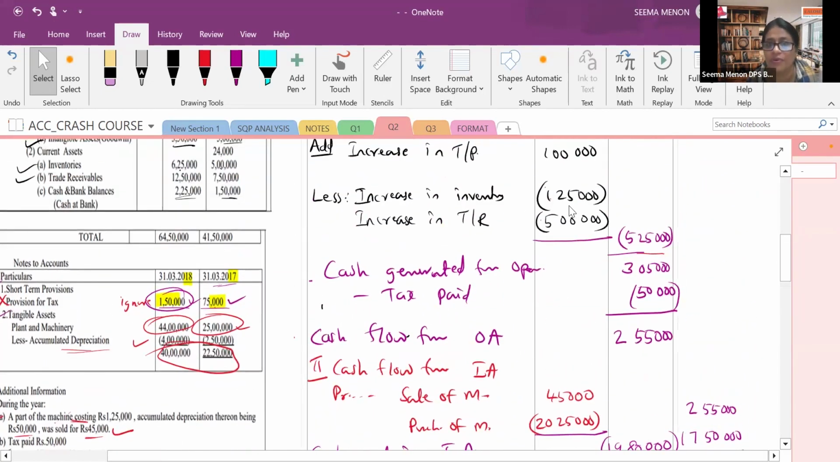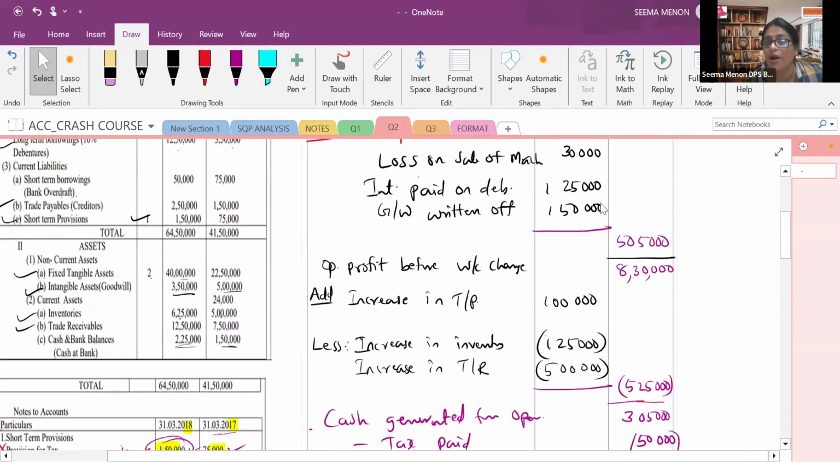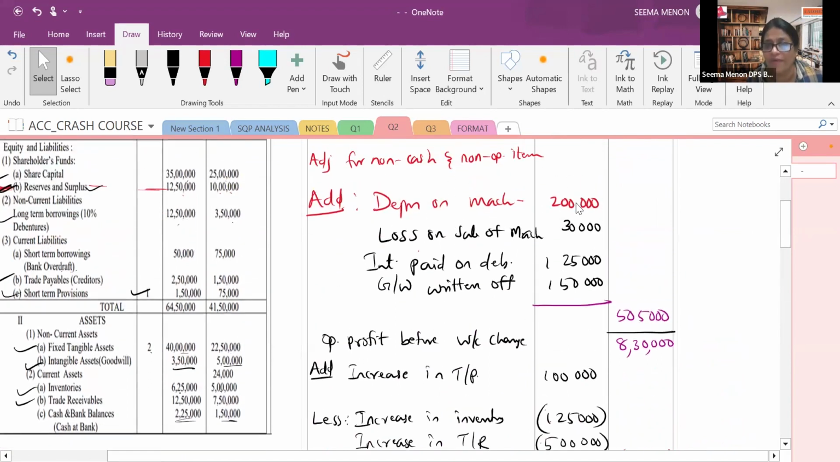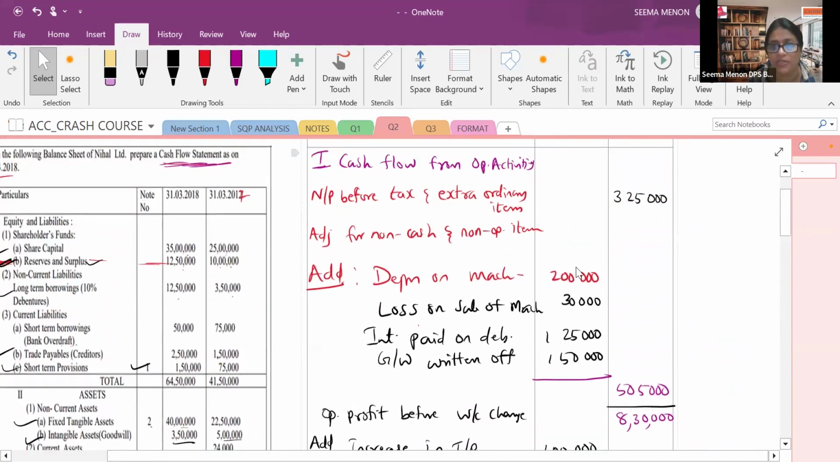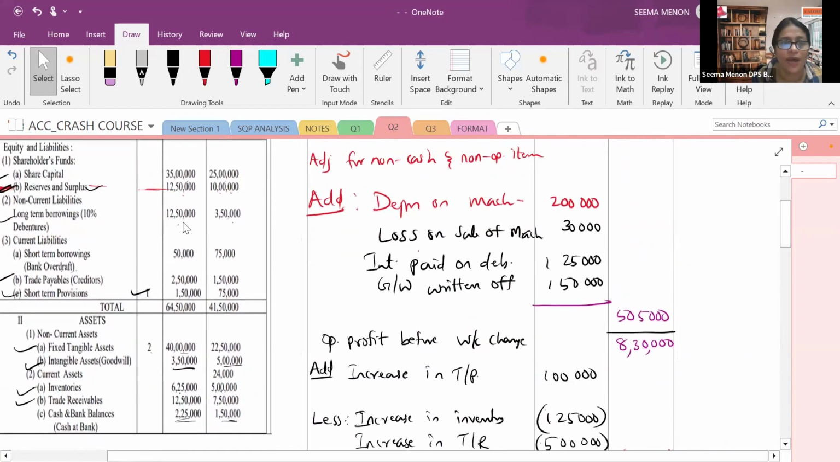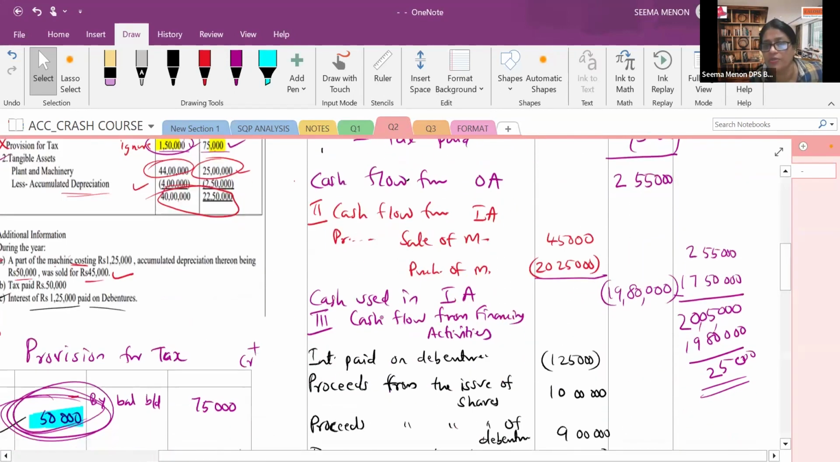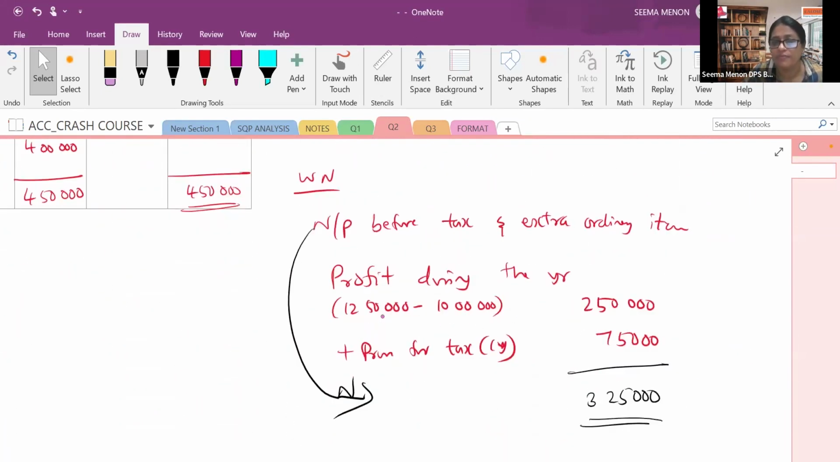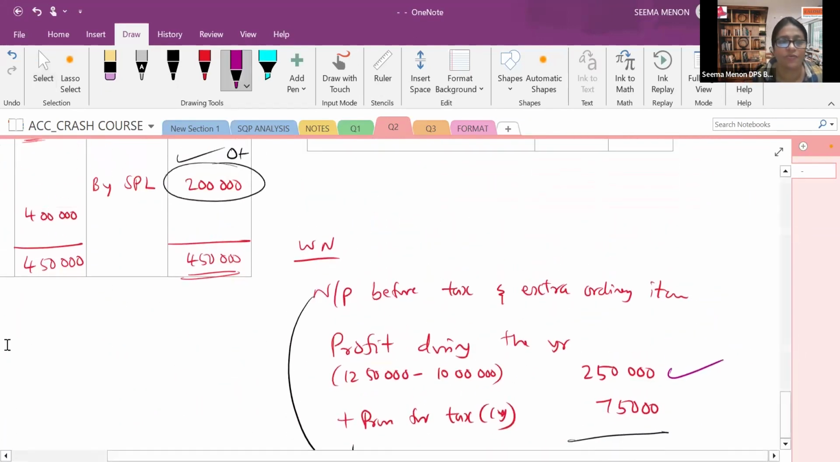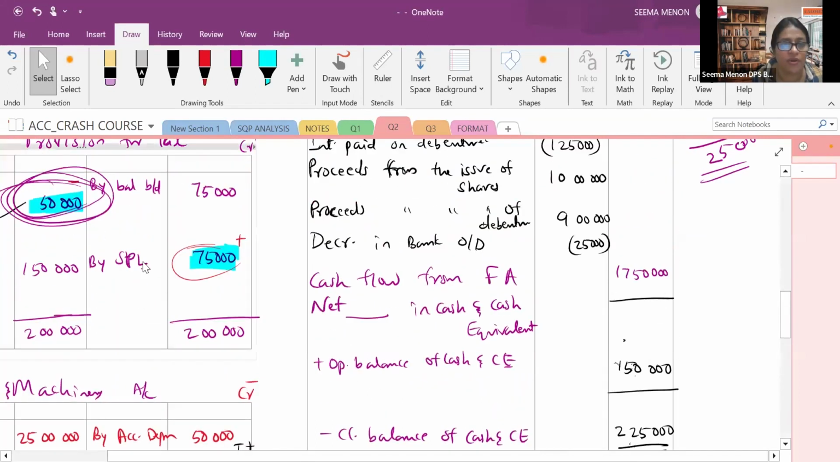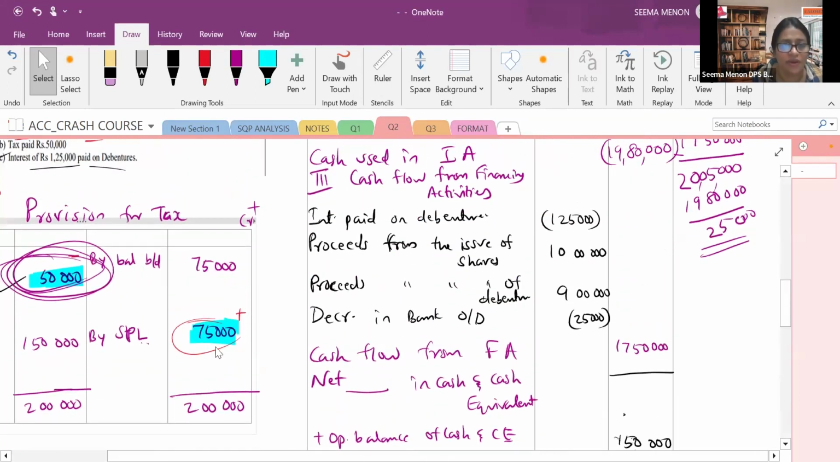Then you will have to search where we are not able to find out, or why we are not getting this proper answer. So again you will have to cross check. Let's cross check it again. Always you have to do that. Okay. So net profit before tax and extraordinary item. You will cross check very fast. Your profit is 2,50,000. We have done that. Then provision for tax for the current year, that also we got, provision for taxes 75,000.